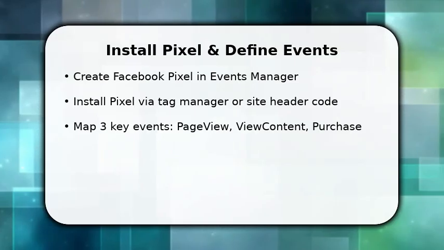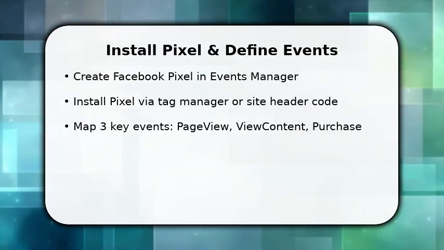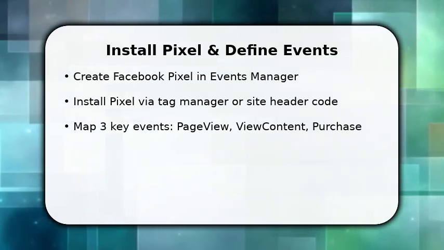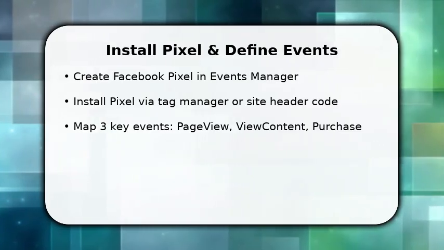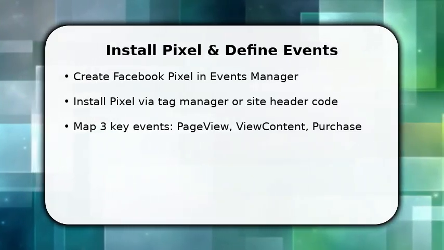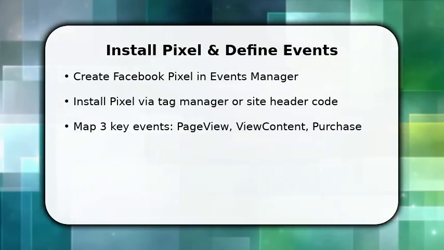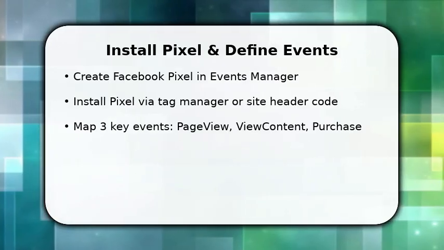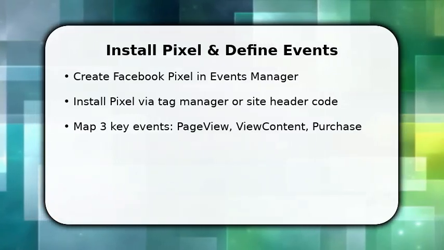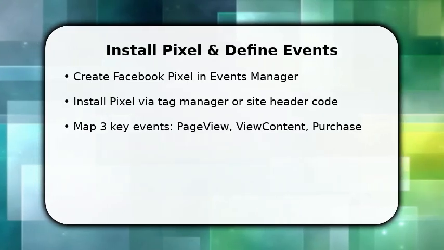You start by adding the Facebook pixel to your site and defining the events you care about. Install via Google Tag Manager or paste the header snippet, then verify with the pixel helper. Once done, configure page view, view content, and purchase events so you capture behavior. Make sure event parameters like value and currency are consistent.